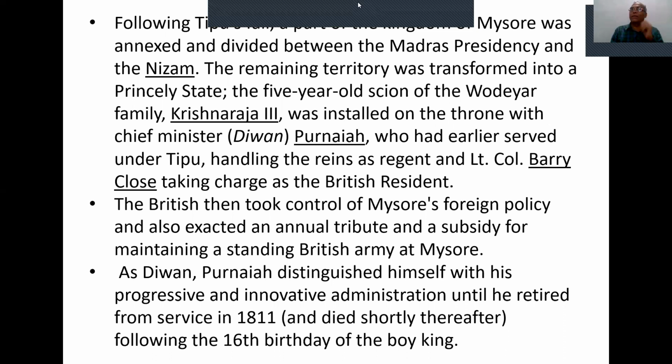Okay, so again, you have the Wadiyars, and then the Sultanate, and now you have the descendant of the Wadiyars, Krishnaraja III, coming back to the kingdom of Mysore, and you have a regent who was very close to Lieutenant Colonel Barry Close, who becomes the resident. So you find the British slowly stepping in, as it happened in the case of Hyderabad. Now the same thing is happening in the case of Mysore also, where Colonel Barry Close becomes the resident, and Purnaya, who was appointed as chief minister for Krishnaraja III and had a proper understanding with Barry Close, works closely with the British resident.